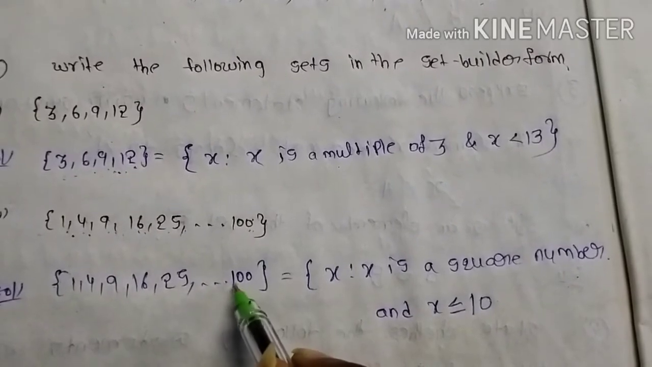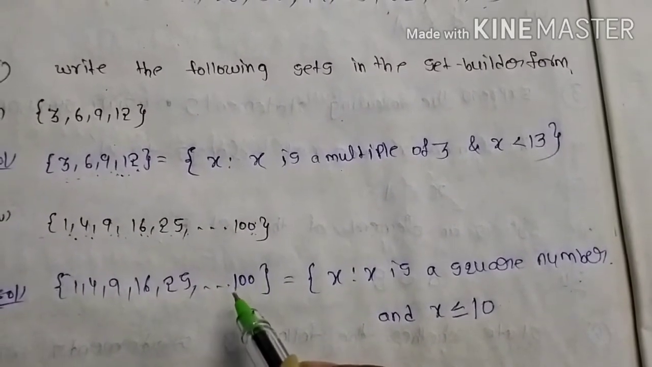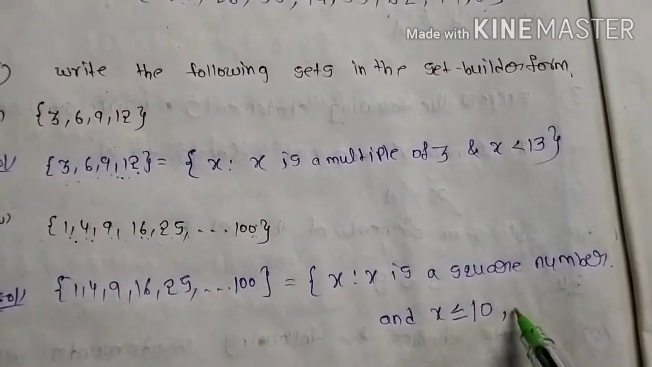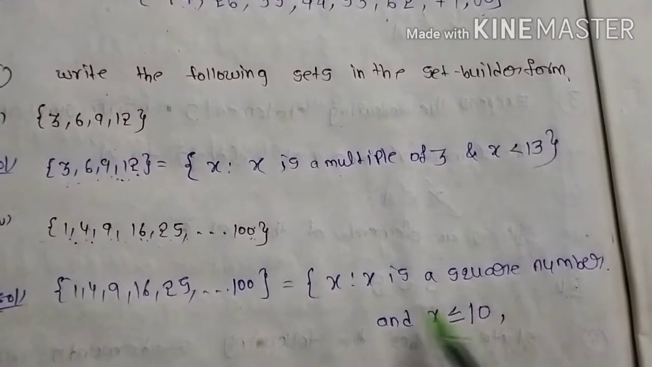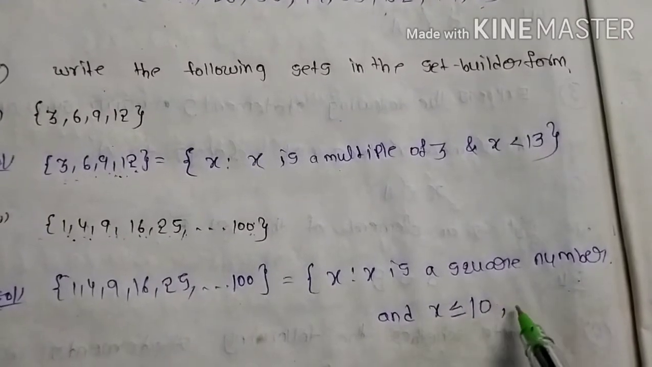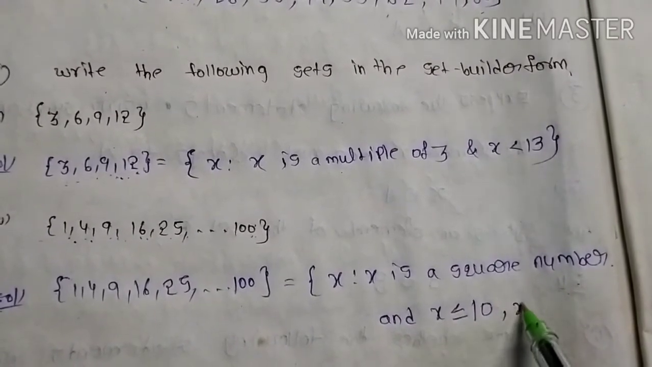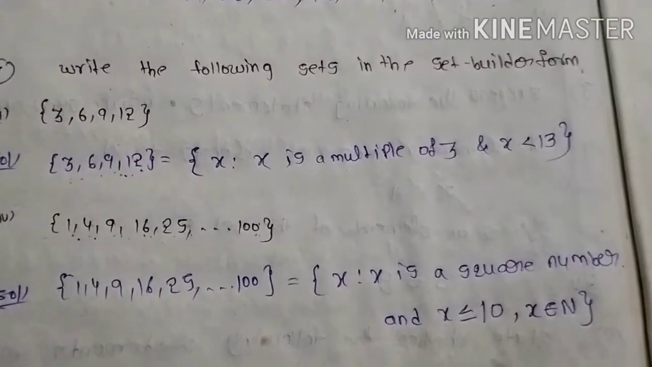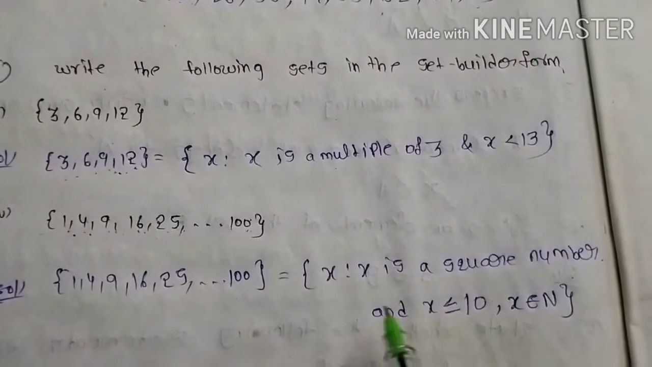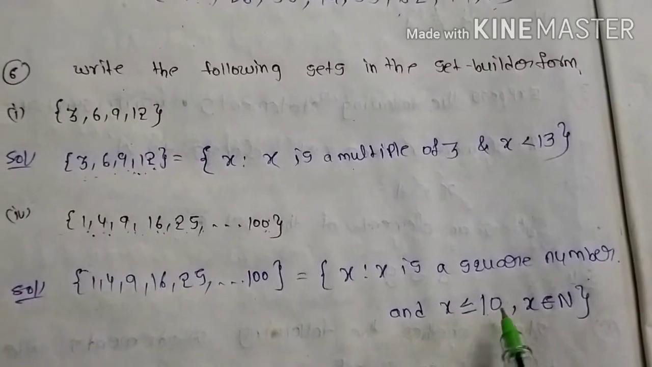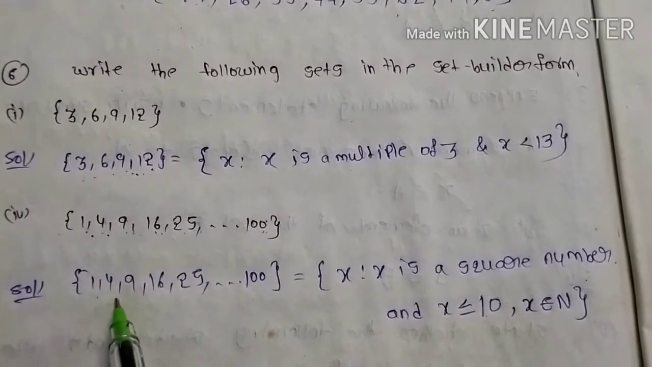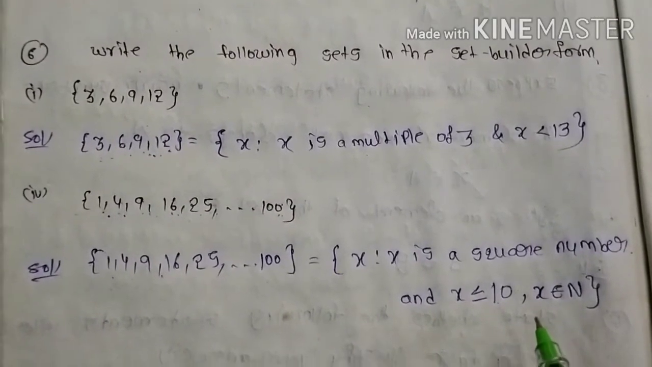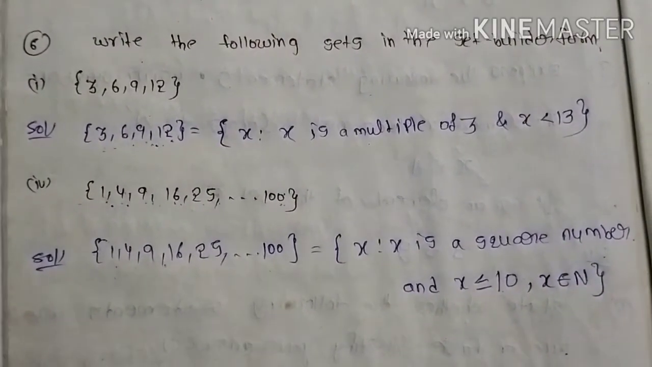Yes or no? Yes. And also see which is a natural number, whole number, integers. These are all natural numbers. We are not taking any zero, so I can write here x belongs to N. Is it okay? See, x is a square number. That means any square numbers, up to which numbers we have taken, up to 10 only. That means 1 square is 1, 2 square is 4, 3 square is 9. These are all natural numbers. Is it okay? You can try the remaining problems.